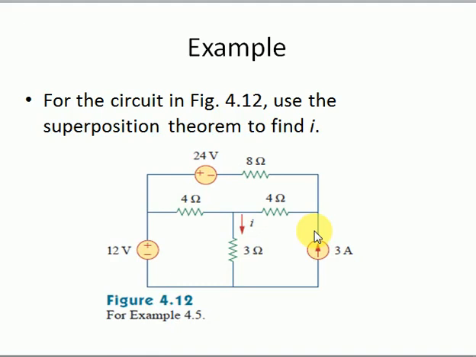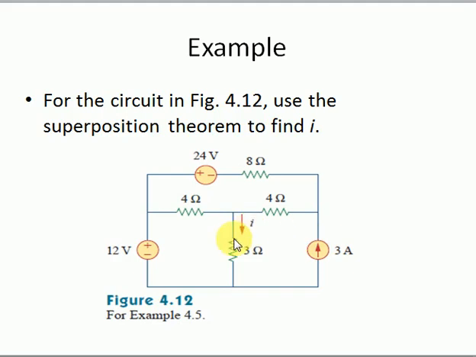For this example I will only give the hints and you have to do it by yourself. So first of all, as we have discussed earlier, at one time we have to use only one independent source. So if we are using this 12 volt source, then we have to short circuit this 24 volt source and open this 3 ampere current source.